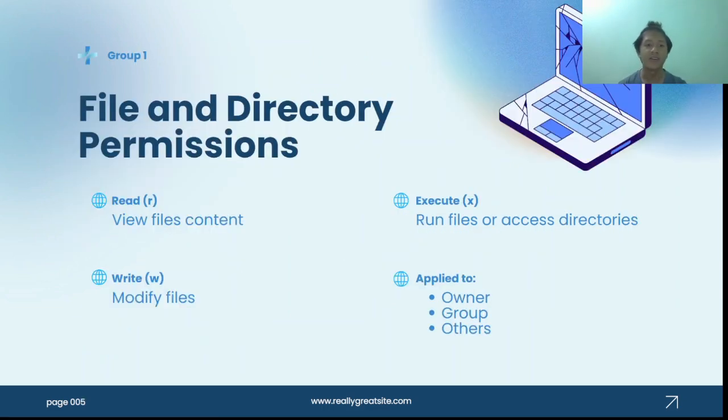And what is file and directory permission? We got read, which allows viewing file contents, and then write, which allows modifying files, and then execute, which allows running file or accessing directories. These permissions are applied to three levels: the owner, group, and others.